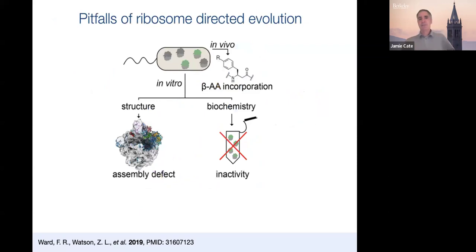But what's the lesson? The lesson is that if we want to do things like mutate the ribosome or use approaches like directed evolution, where you can make combinatorial libraries of mutations and then select for those that give you a new function, like catalyzing new reactions, we have to not only think about the biochemistry or the activity that we're interested in, but we also have to think about the structure of the ribosome and make sure it assembles well.